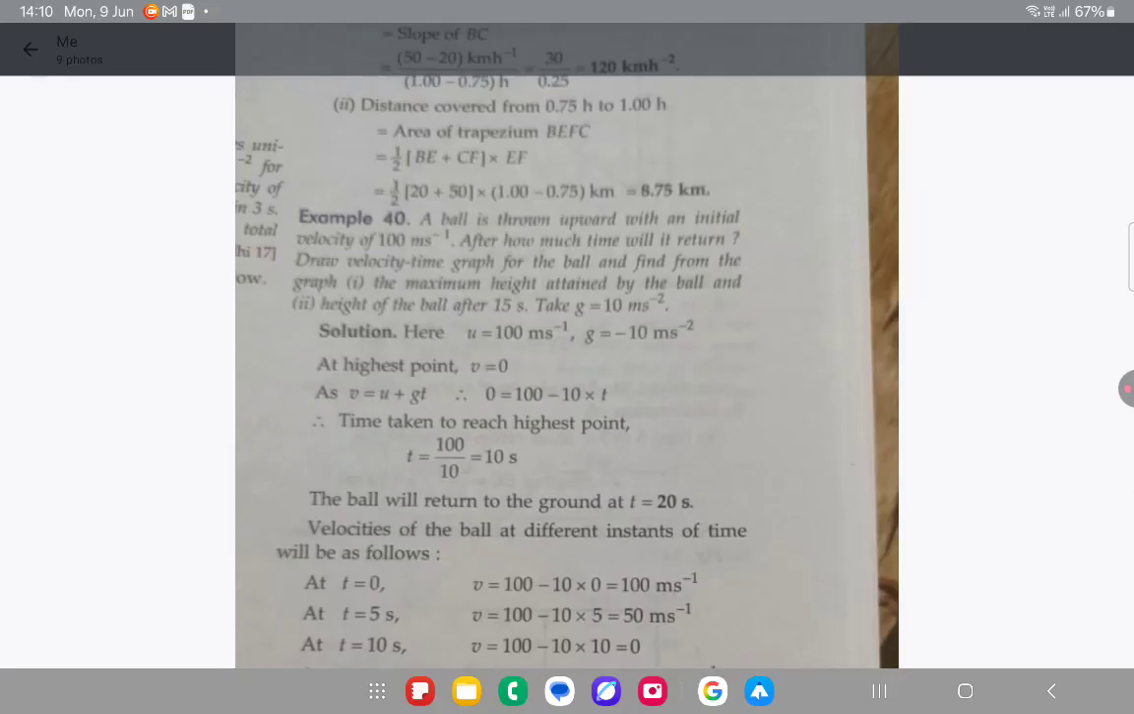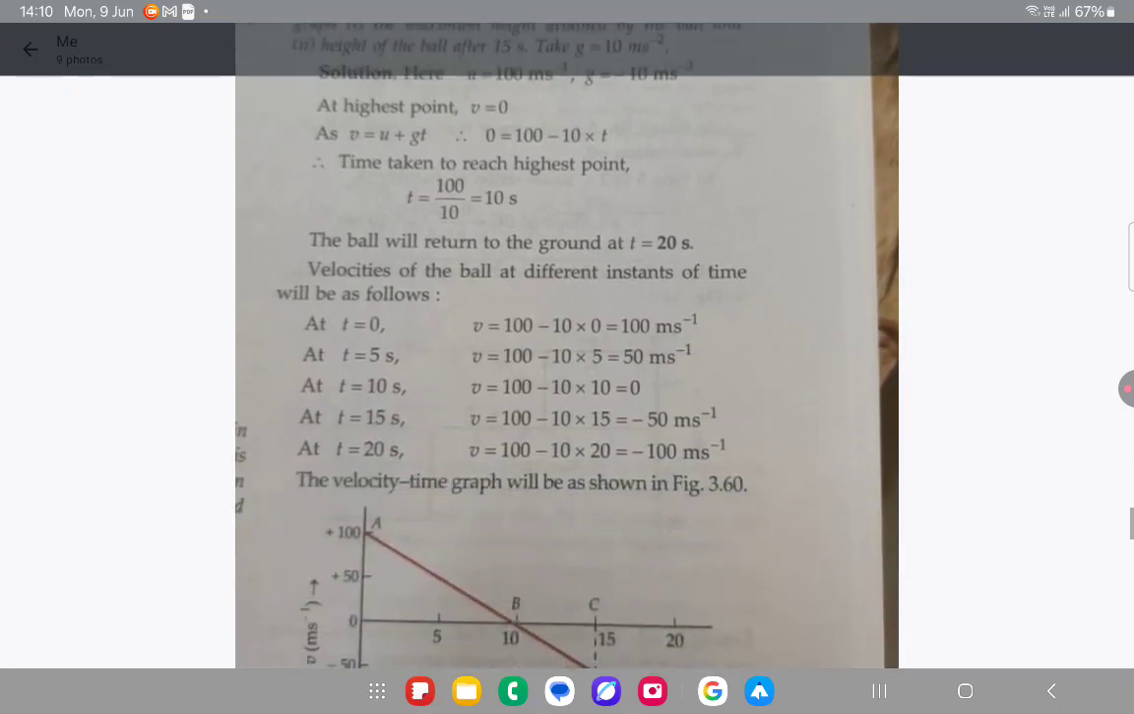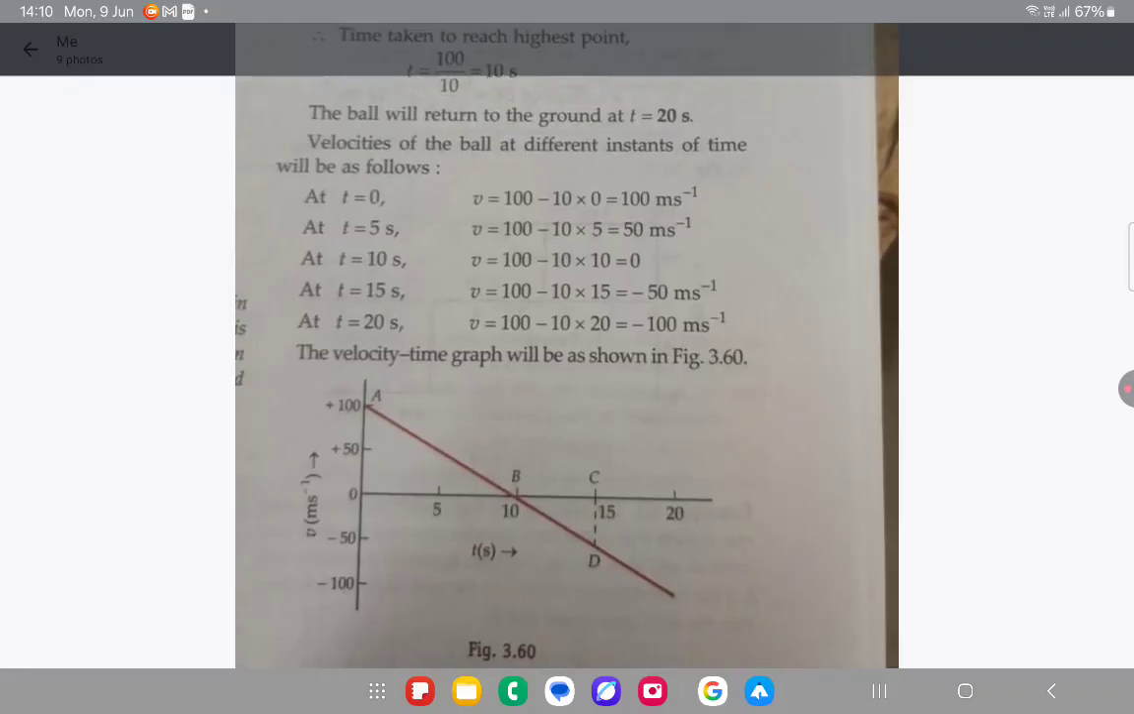A ball is thrown upward with the initial speed of 100 meter per second. After how much time will it return? Draw the velocity time graph for the ball, and from the graph find the maximum height attained by the ball and the height of the ball after 15 seconds. You yourself can understand this sum and do this sum. If you find the area under this velocity time graph, you will get the displacement.